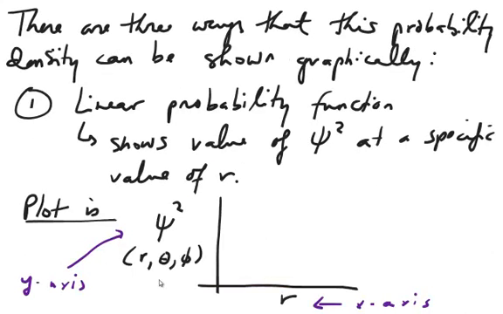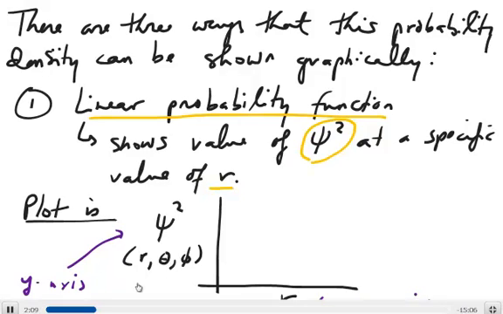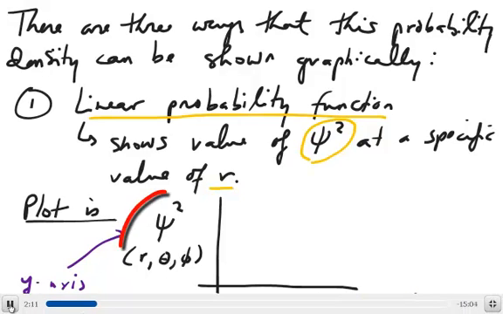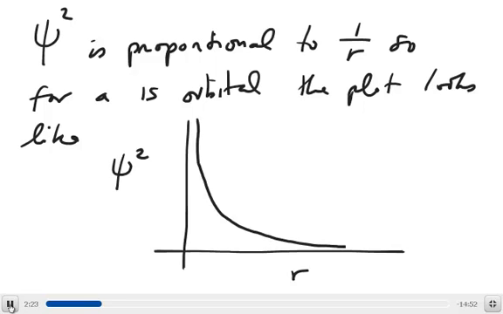Okay, and there are three ways to show how this probability can be represented in plots or in graphs. The first one is something we refer to as the linear probability function. This is for calculating the value of psi squared at a specific or a given value of r. So the plot would be looking something like this, where your y-axis would be value of psi squared at a specific value of r, theta, and phi, and the x-axis is just r, for something like a 1s orbital.